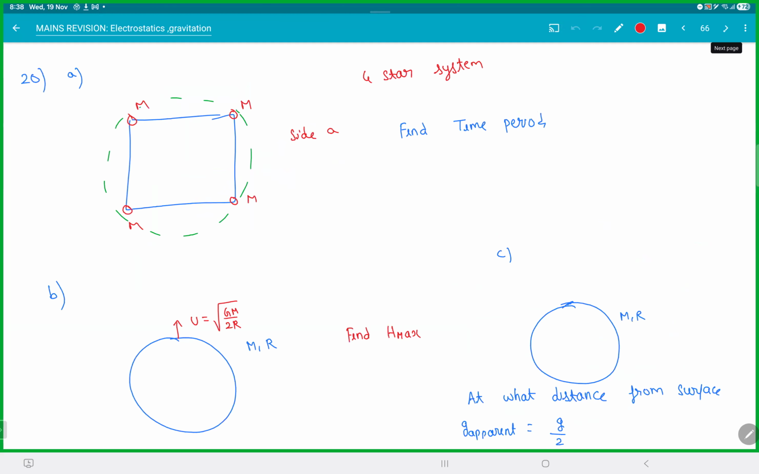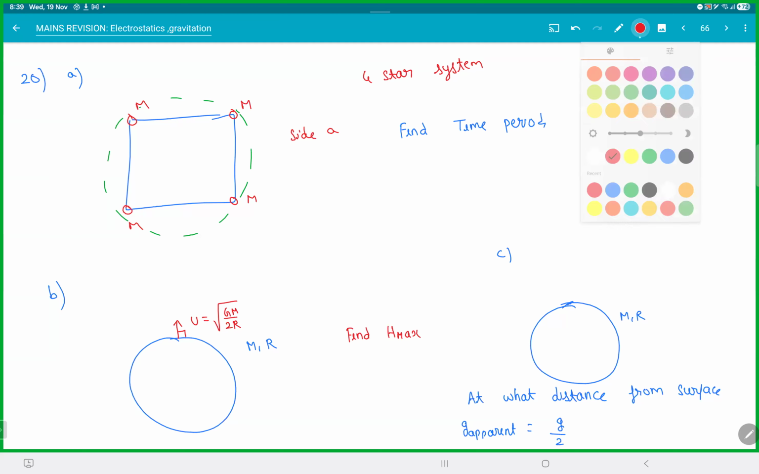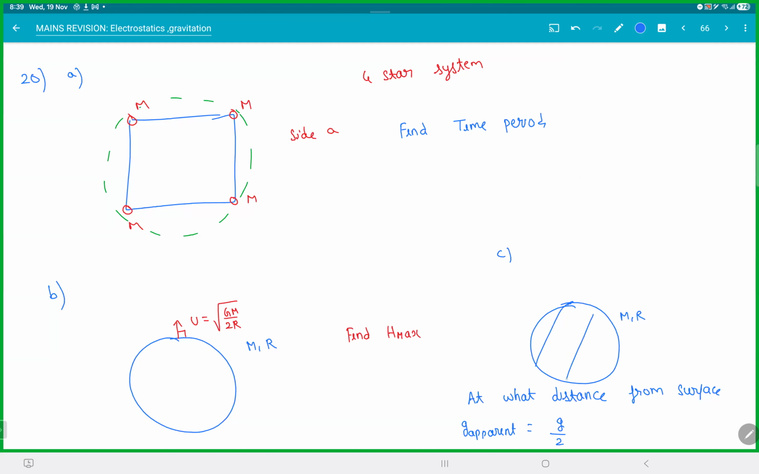This thing you can do, the 4-star system. Let's do this anyways. 4 particles, binary star system, remember? These are 4 stars rotating about a center of mass. Side A, find the time period. A particle is projected vertically with speed root 2 gm by 2 bar. Find the h max. At what distance from the surface is the gravity g by 2? G apparent.